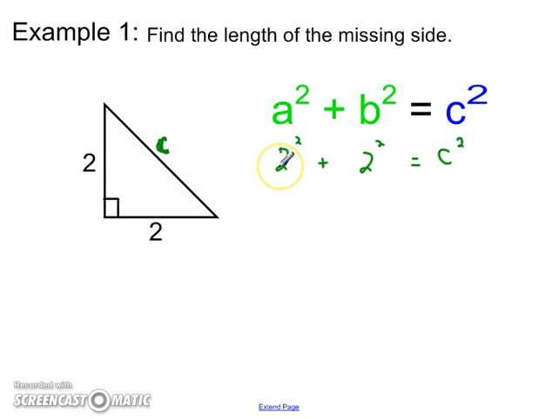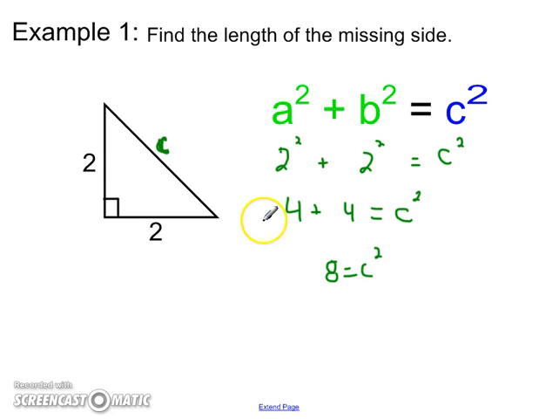Okay. Well, let's go ahead and raise our powers. 2 squared is 4. 2 squared is 4. That equals my c squared. 4 plus 4, I'm just simplifying, is 8. All right, that equals c squared.